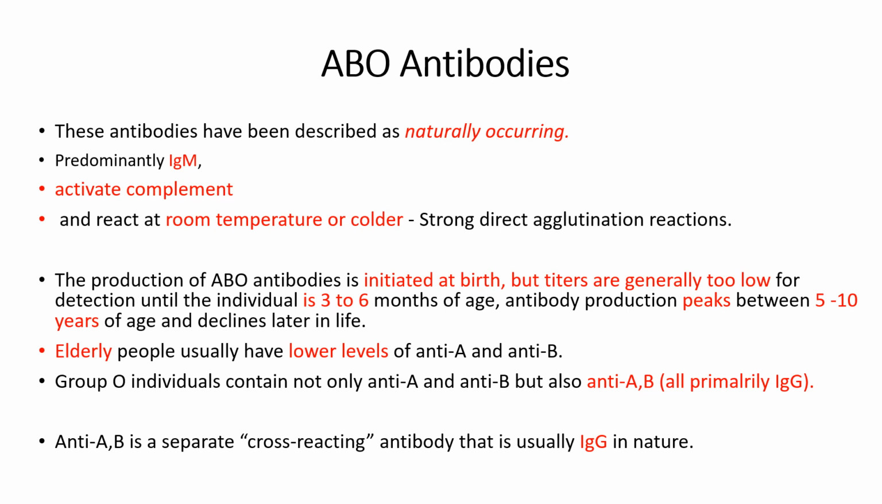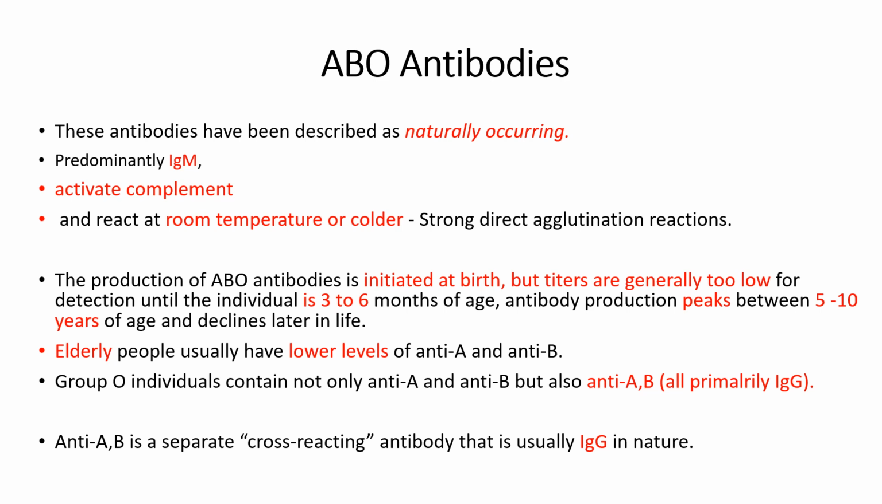Now, the production of ABO antibodies is initiated at birth, but titers are generally too low. The titers keep rising with age, so they are not detected until 3 to 6 months of age, and they peak at around 5 to 10 years of age. So much so that the extremes of age, that is, very young infants and the elderly, have non-detectable antibodies.